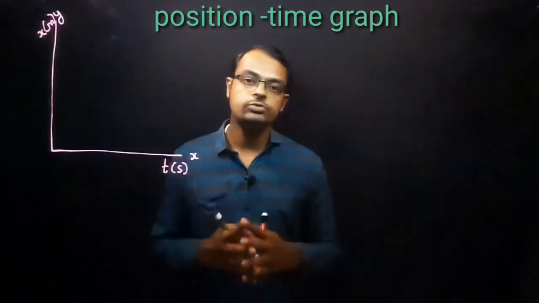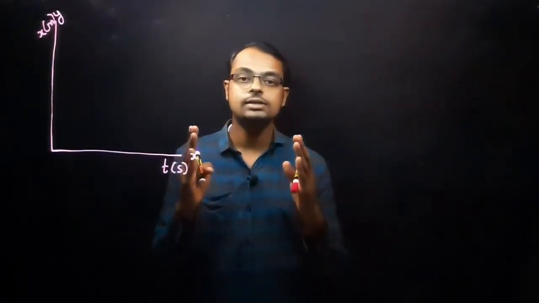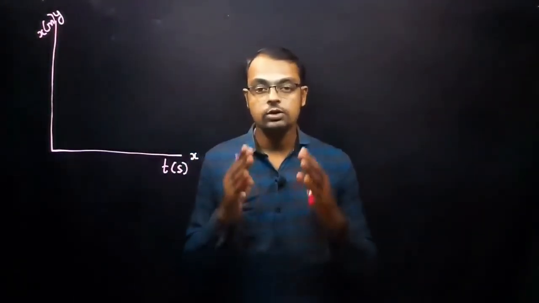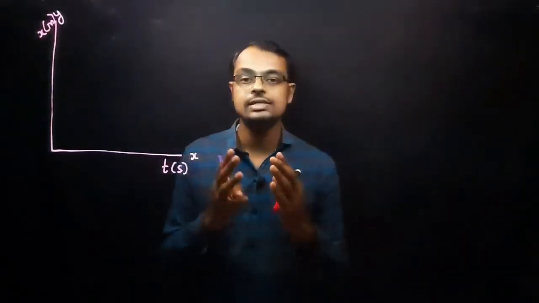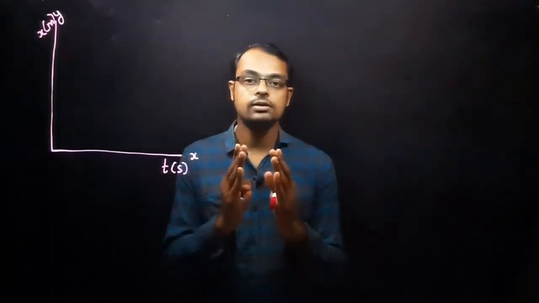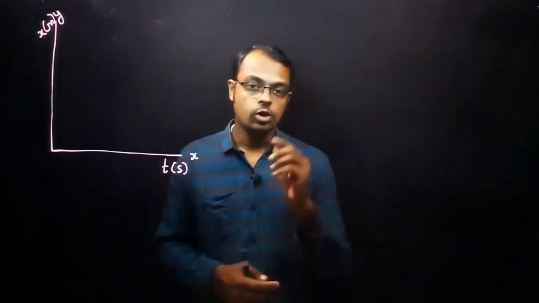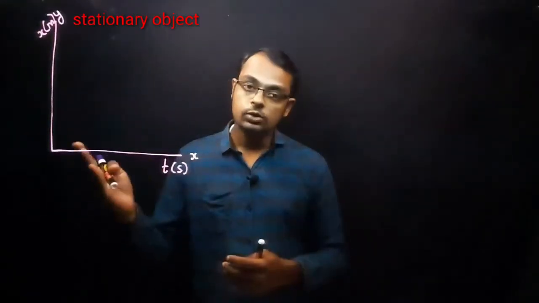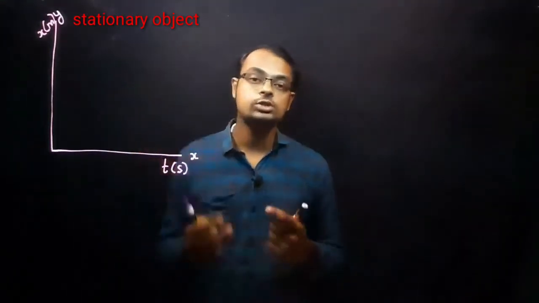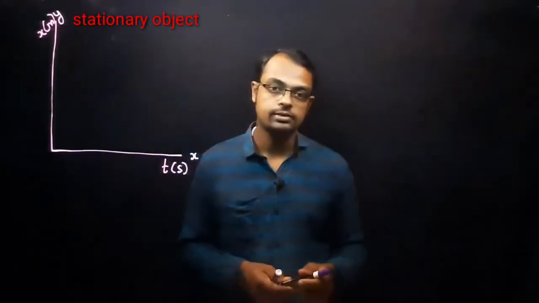So the first case we are discussing is when the object is at rest. When the object is at rest, or we can say the object is stationary, how do we represent it on the position time graph? Can you guess? Object at rest means the position doesn't change. Even though the time is running, the position does not change. So how to draw the graph for that?